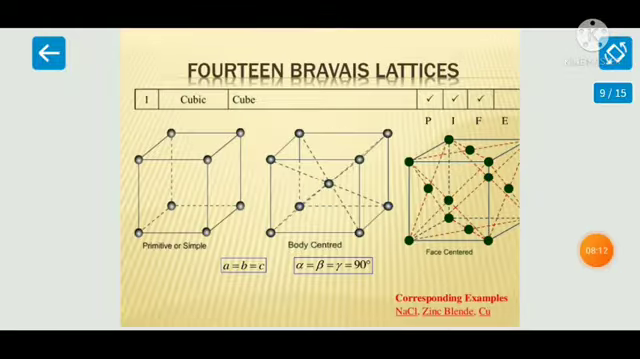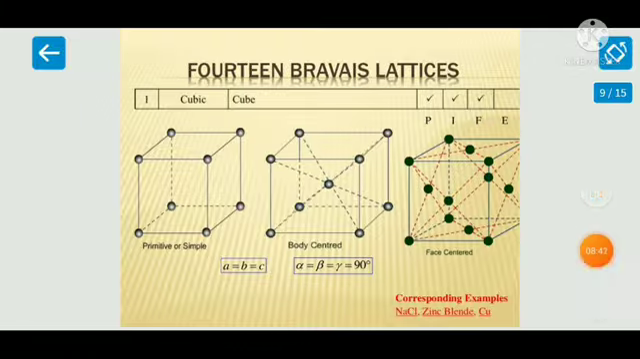14 Bravais lattices, cubic structure: primitive or simple, and body centered. See the atoms at the corners, and then the center of this face center, this body center, and face center. A is equal to B is equal to C, alpha is equal to beta is equal to gamma is equal to 90-degree angles.